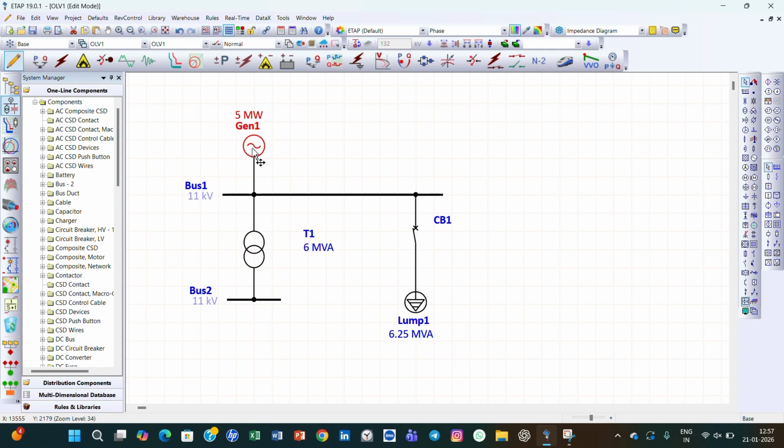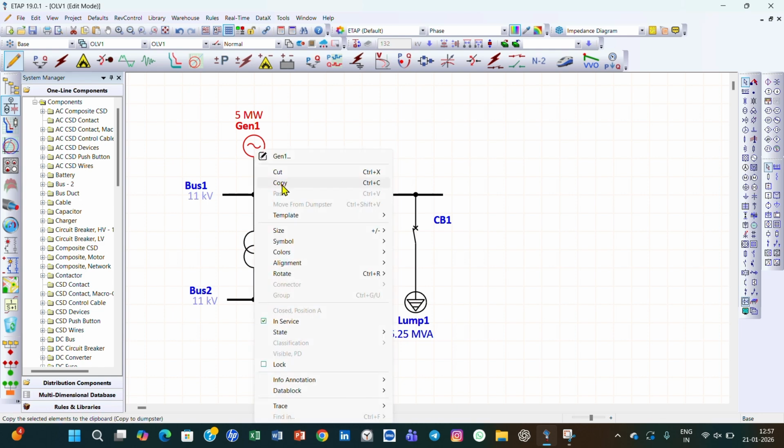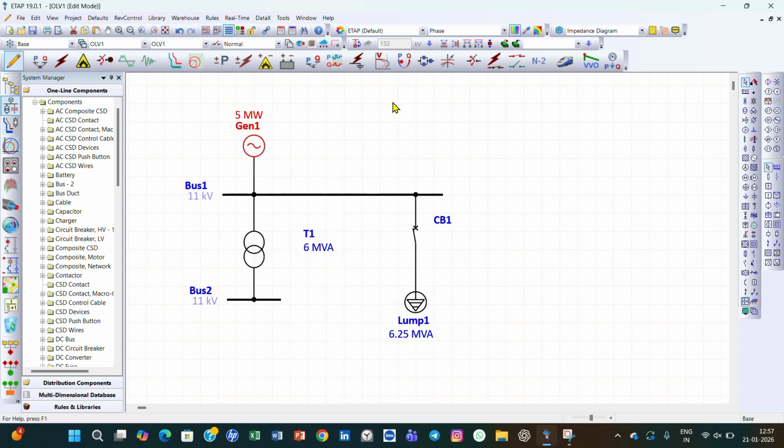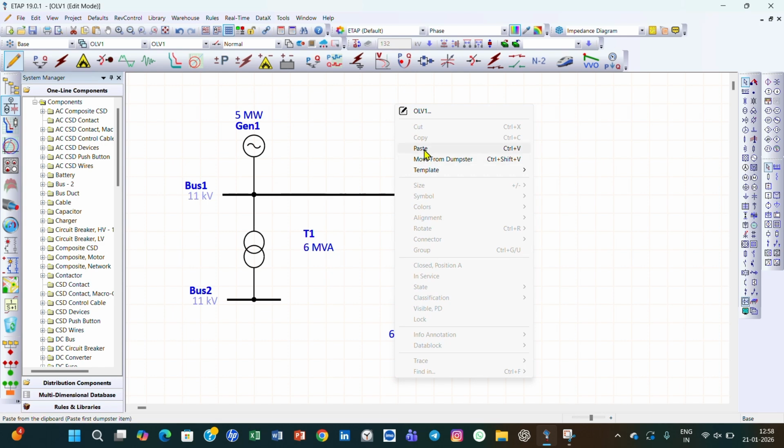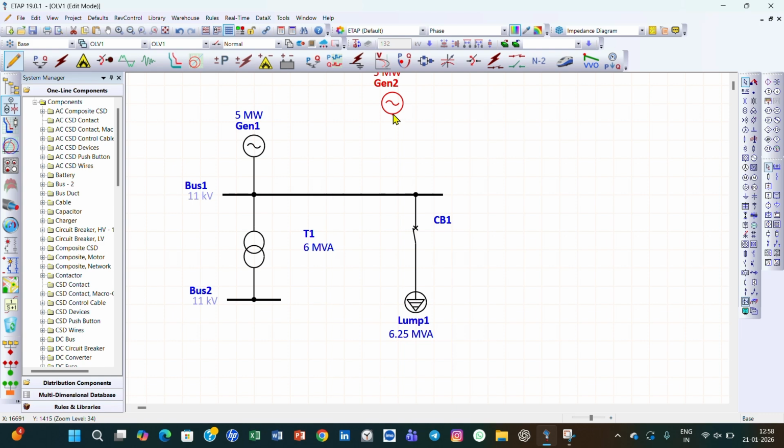Right click and copy, right click again, and there are two things. One is paste. If you paste here, there is one copy already created in the embedder. If you move from the embedder, the copy which is in the embedder will move here, and the embedder will become empty. Now we can connect it here. Okay, we can adjust it like this.